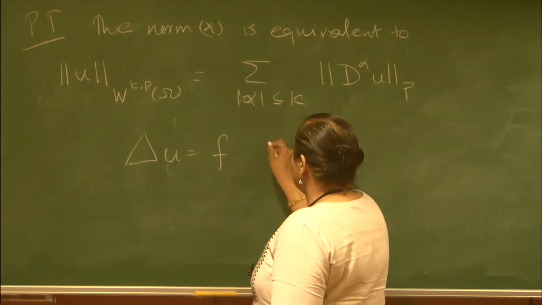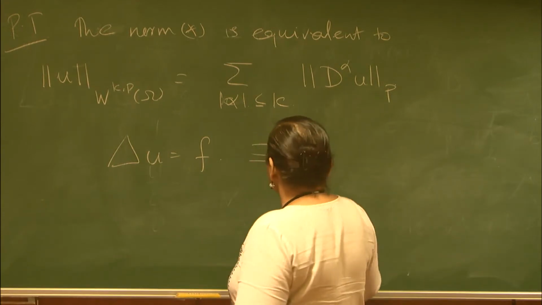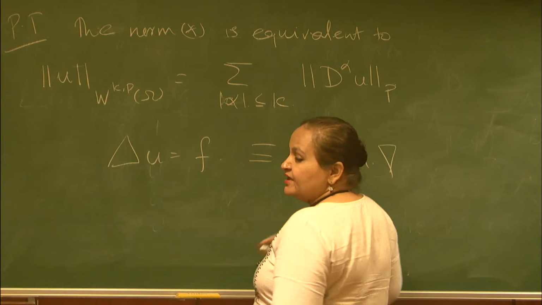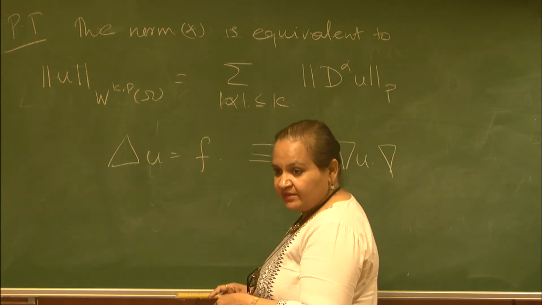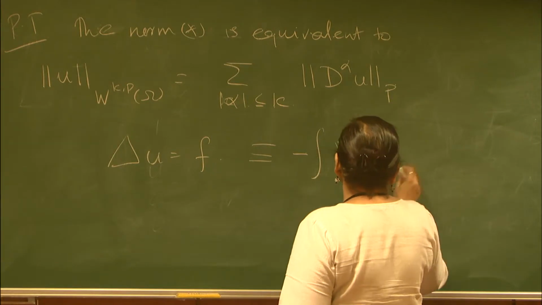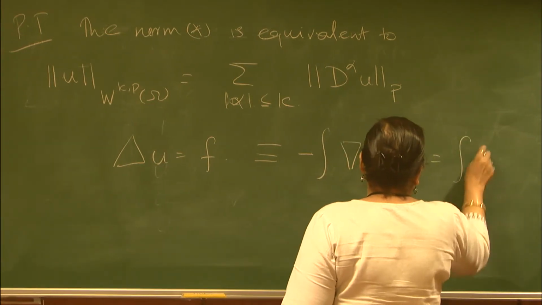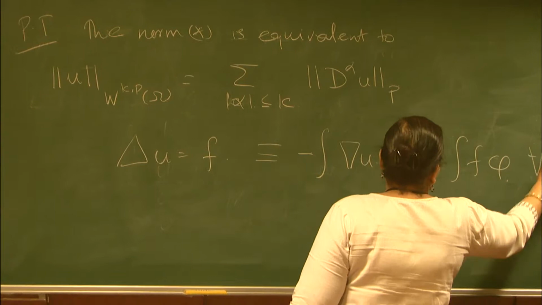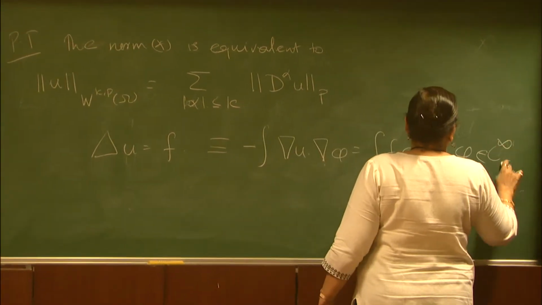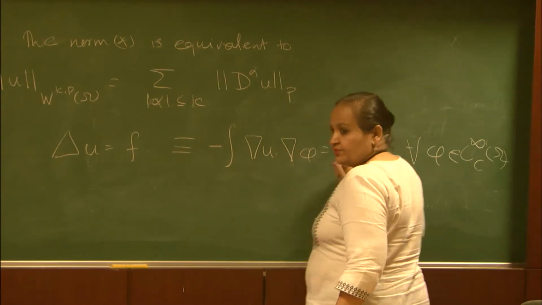I have shown this is equivalent to trying to find a weak derivative of my function u with a property that is the same as the integral of f for all phi belonging to C infinity functions with compact support.